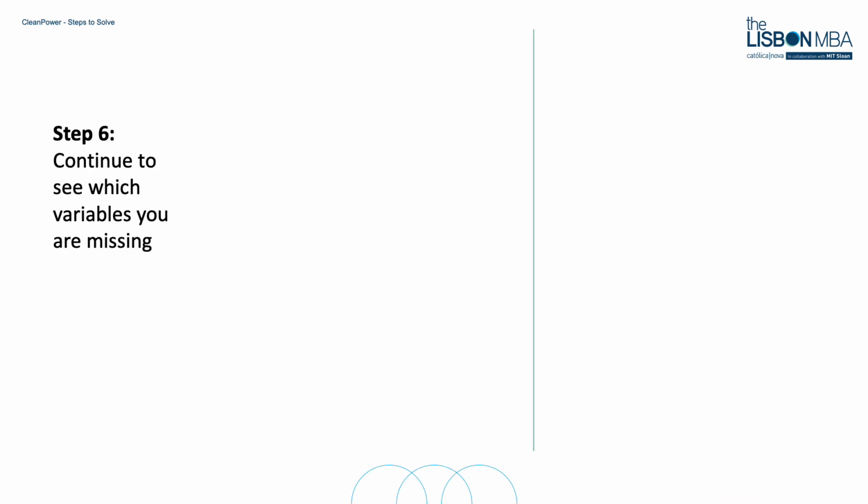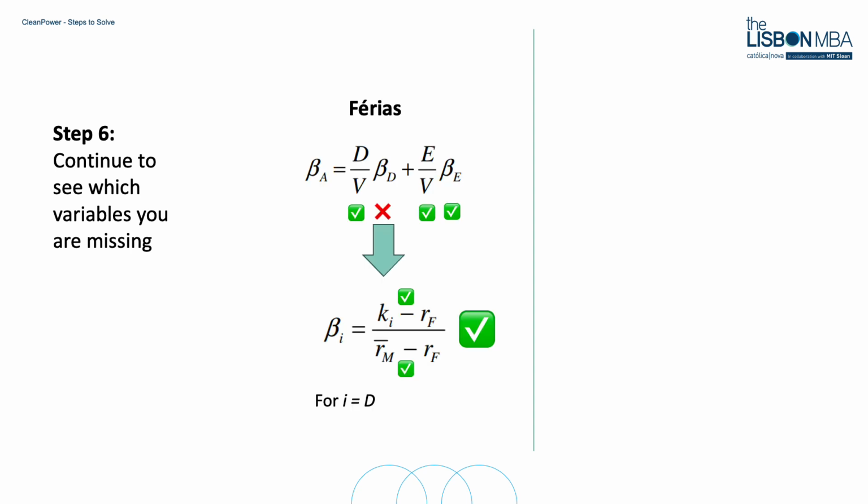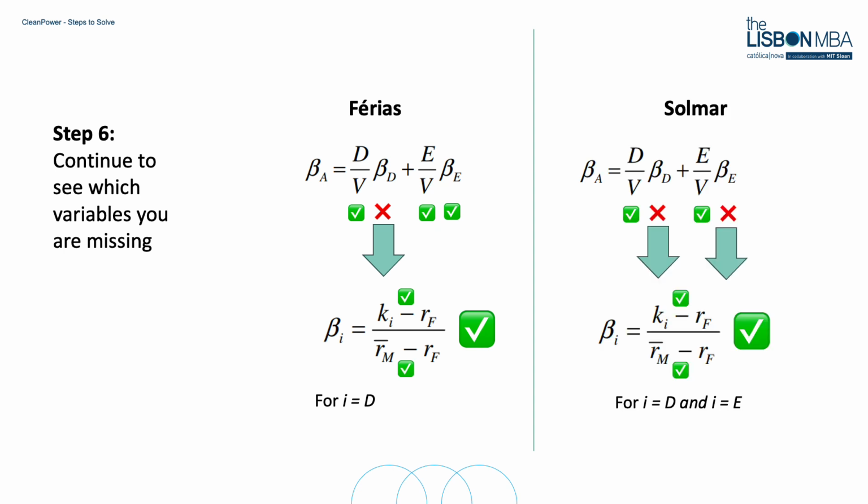And then we get to step 6. Continue to see which variables you are missing. In this case, we are calculating the beta of the assets of Ferias, which we can easily calculate. The only variable that we don't know is the beta of the debt of Ferias, and we can use the formula below to calculate it. And also for Solmar, in this case, we will need to calculate both the beta of the debt and the beta of the equity. But this is a quite straightforward formula. It's like one size fits all. So with this, you can get the beta of the assets of both companies.